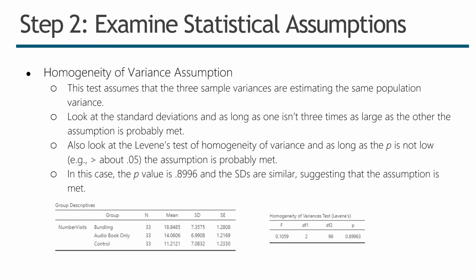Right? But it's also a good idea to look at the homogeneity of variance test. This is the Levene's test, and it will compare these three variances for you to tell you if it seems like they're estimating the same parameter. In this case, our p for the Levene's test is 0.89, which tells us that the data are consistent with the null, and the assumption is probably met. So based on this information here, we can be confident that our data do not violate this assumption.